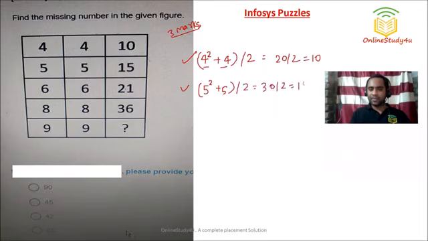30 by 2 will be 15. Then 6 square plus 6, so divide by 2. So 36 plus 6, right? 42 by 2 will be 21.